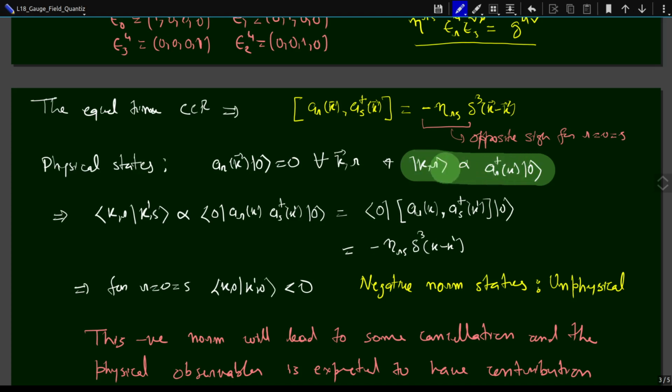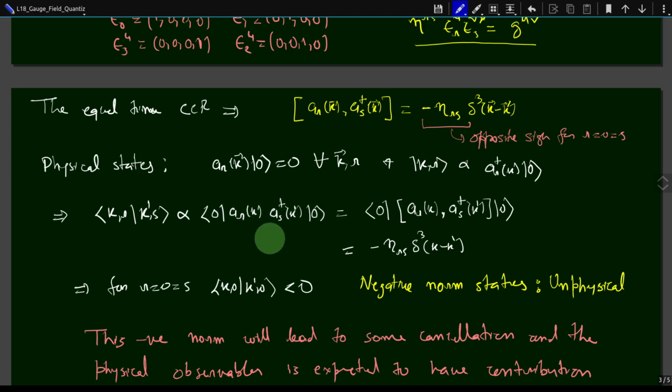Now if I have to find the overlap of this state with some other state, like k prime s, then using this proportionality, this guy is a s dagger k prime, and this is a r k on the left hand side. So this particular overlap we will have.